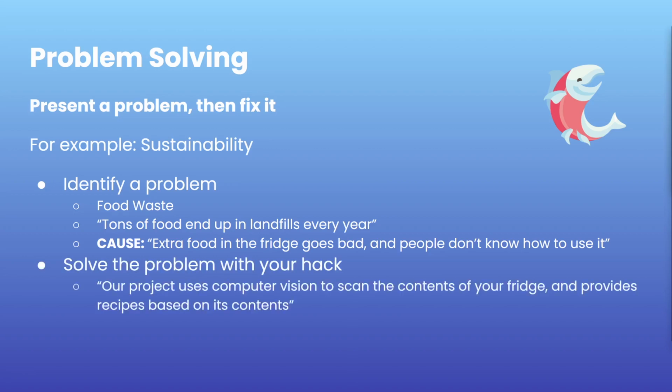And so now, once we've identified this problem, we want to solve the problem with our hack, right? So in this case, it would be something like, our project uses computer vision to scan the contents of your fridge and provides recipes based on its contents. This allows users to more effectively use their leftover food and the remaining groceries before they go out and shop for more, which reduces the amount of food waste that we have overall. Right? And that's great. That is essentially how our project is supposed to fix the problem that we just identified.